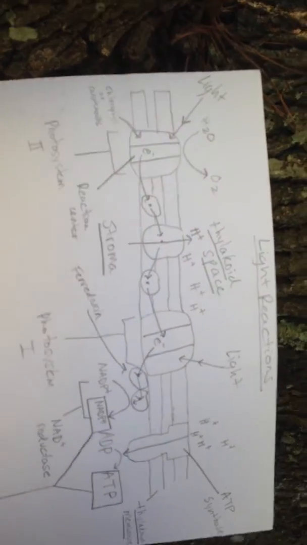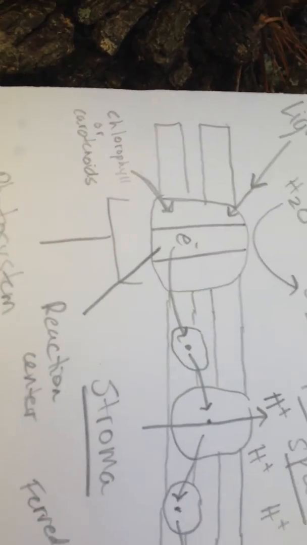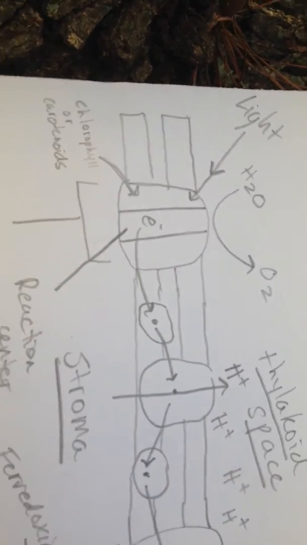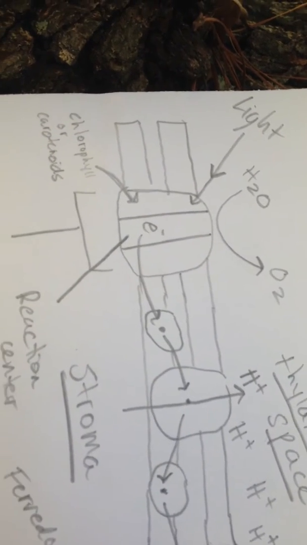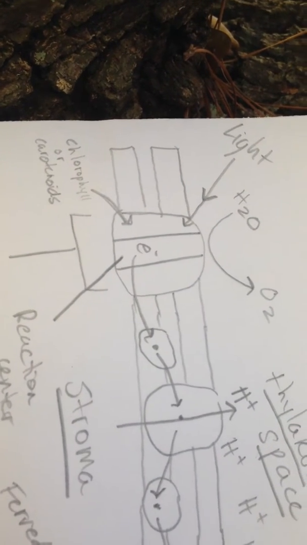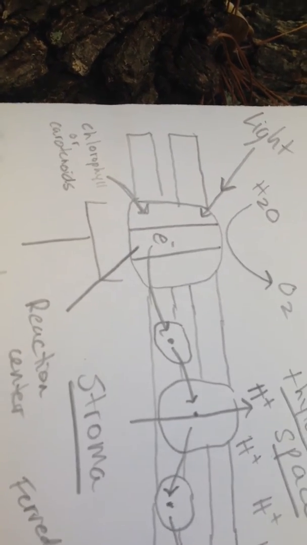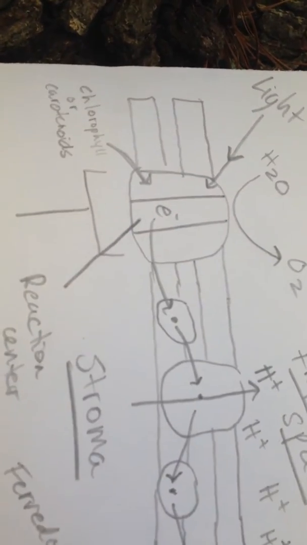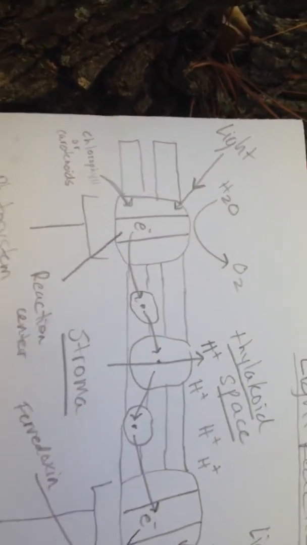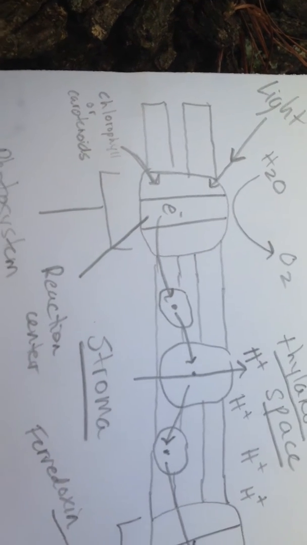Now let's start off with how these things kind of start. You have light that comes in, and it's going to strike a chlorophyll or a carotenoid. After the chlorophyll absorbs that light, it's going to excite these electrons and transfer them in their excited state all the way to the reaction center. And you see that electron that's right there? That's the reaction center. That's kind of where everything starts going.